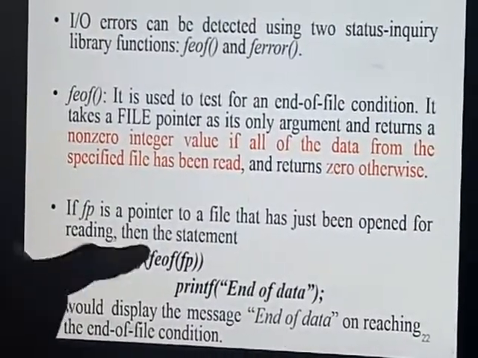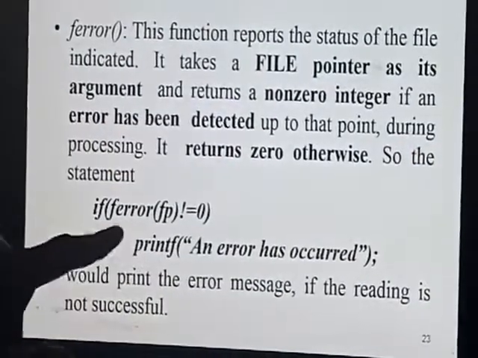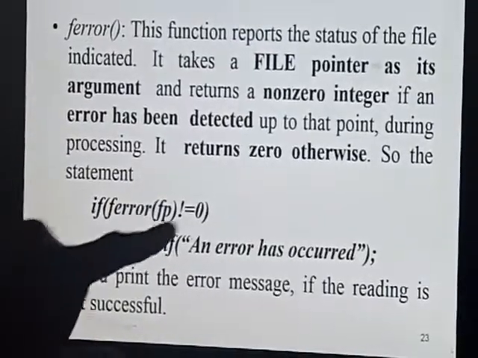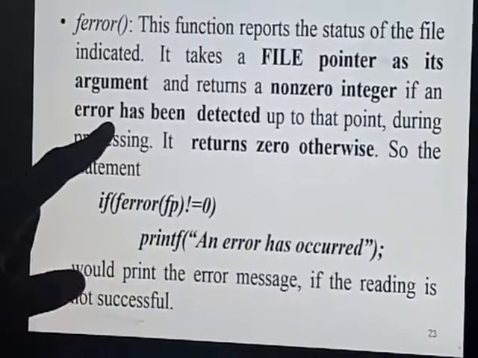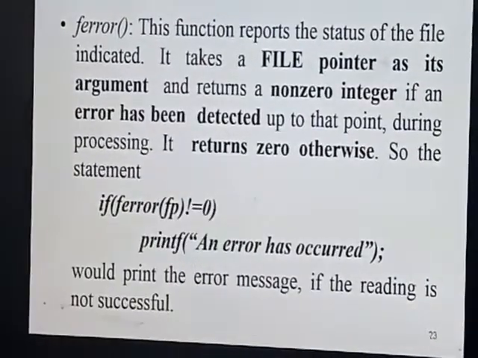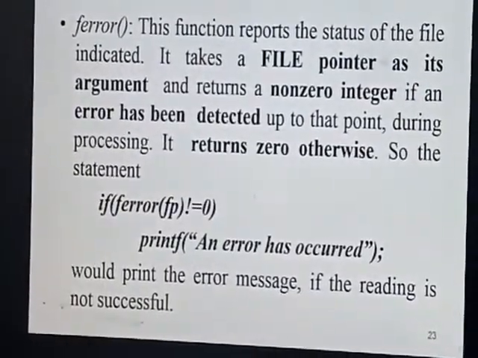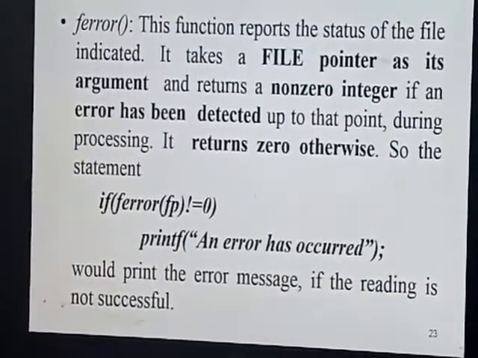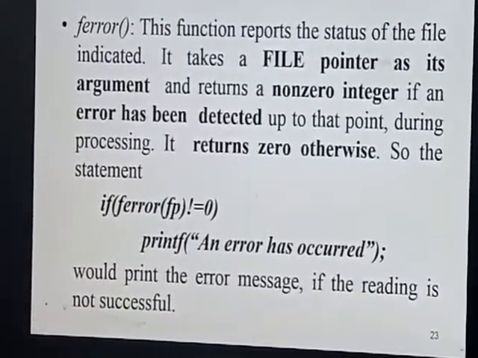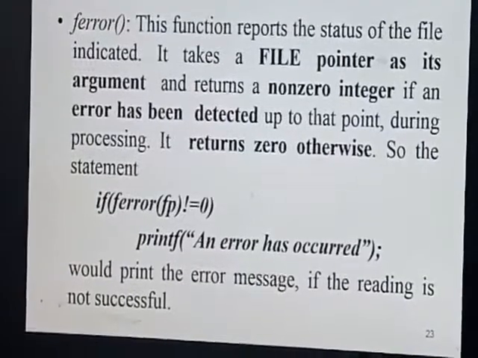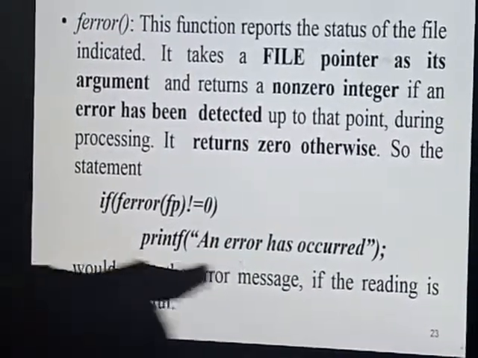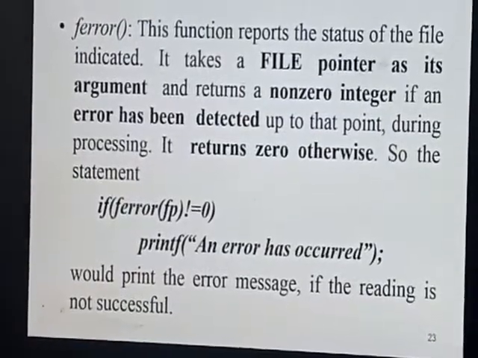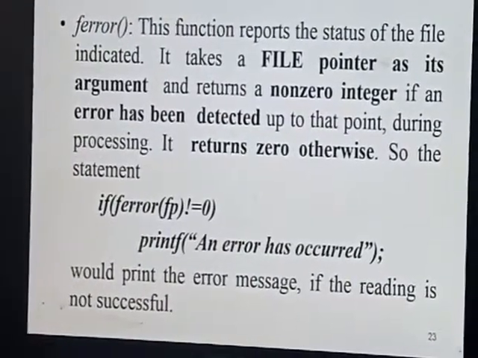The syntax is ferror(fp). If it is non-zero, it means that an error has been detected. If it is 0, it means that there is no error. So if you open the file in write mode and you want to read it, or vice versa, the ferror function can be used to indicate that an error has occurred due to some other operation. You can realize that from this.